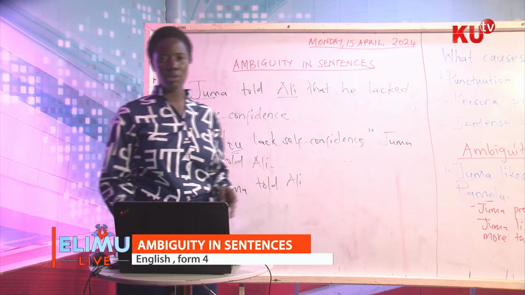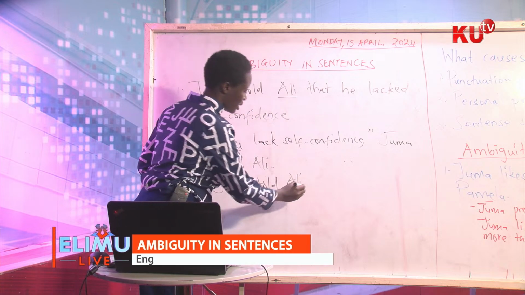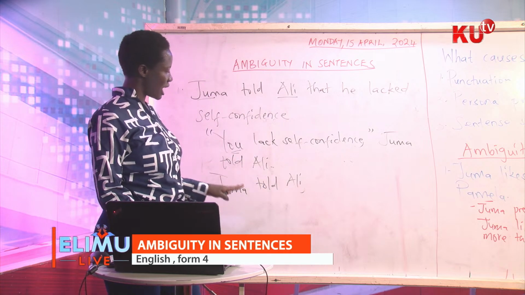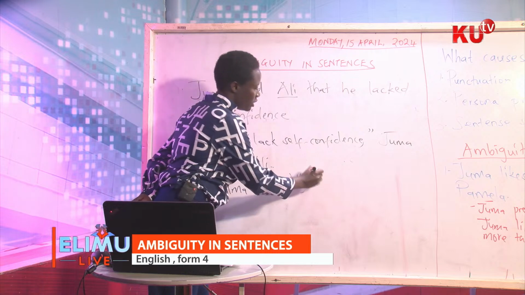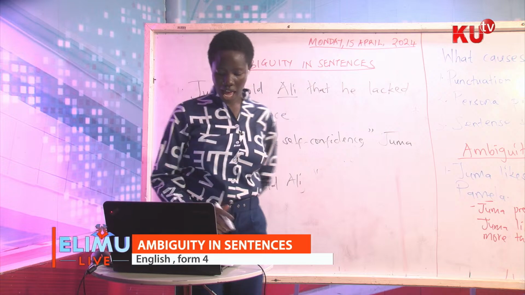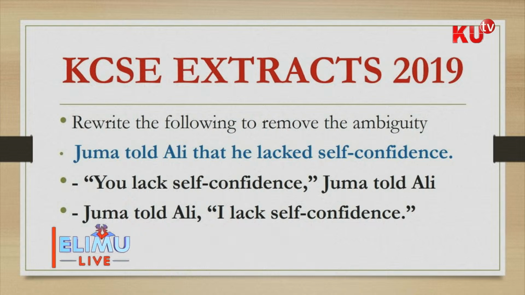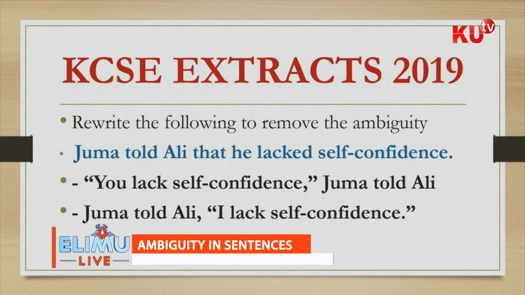So to separate the words of the speaker from the tag, you have to use the comma. So Juma told Ali, comma, and then you open the speech marks and then you write, I lack self-confidence. I must also be capital. Juma told Ali, I lack self-confidence.